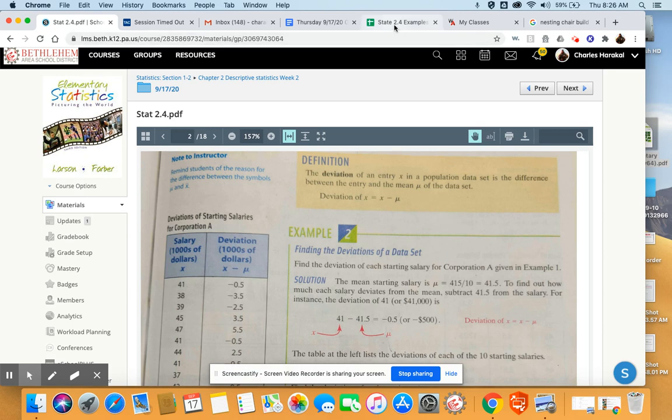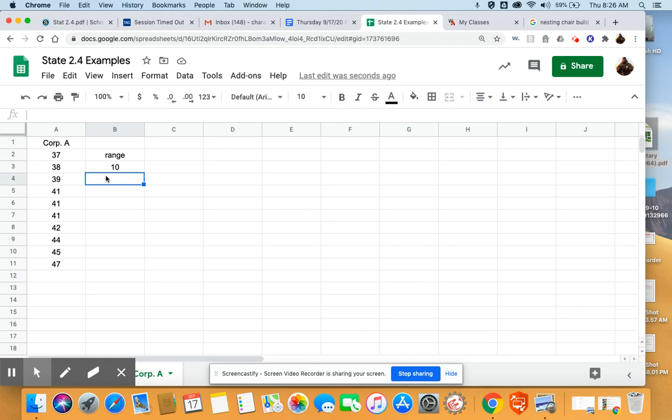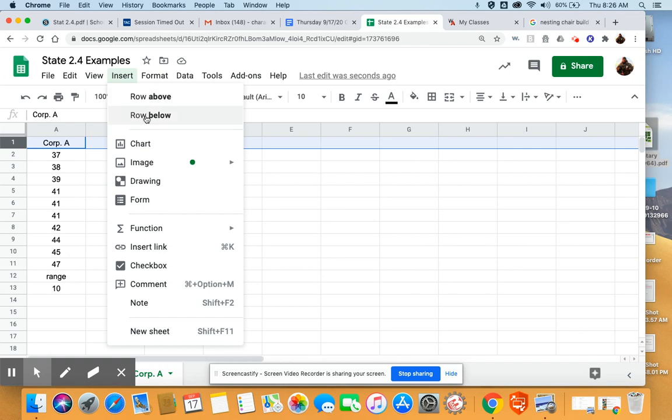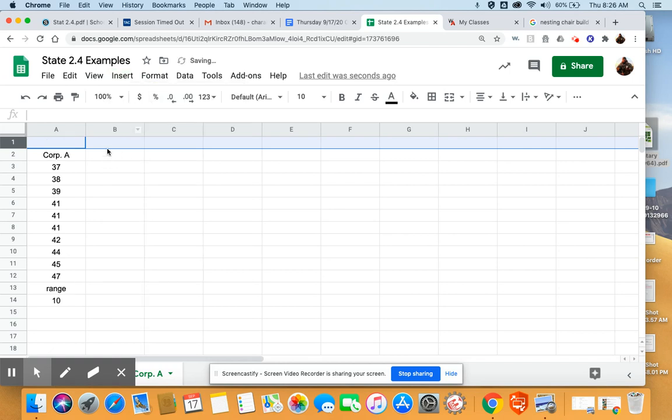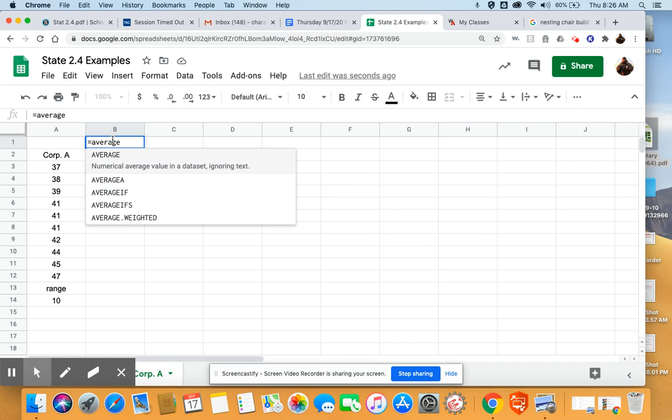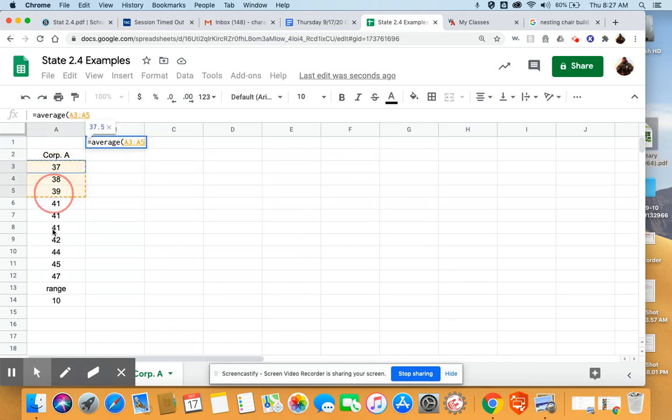So the first thing we're going to need to do here, we're going to need to calculate. I'm going to come down here. I'm actually going to grab these and pull them out of the way down here. And come right in here, and we're going to also calculate the mean. Let's do this. Insert a row above. We're going to come up here, we're going to calculate the mean really quick. Equals average, and we're going to highlight these numbers.